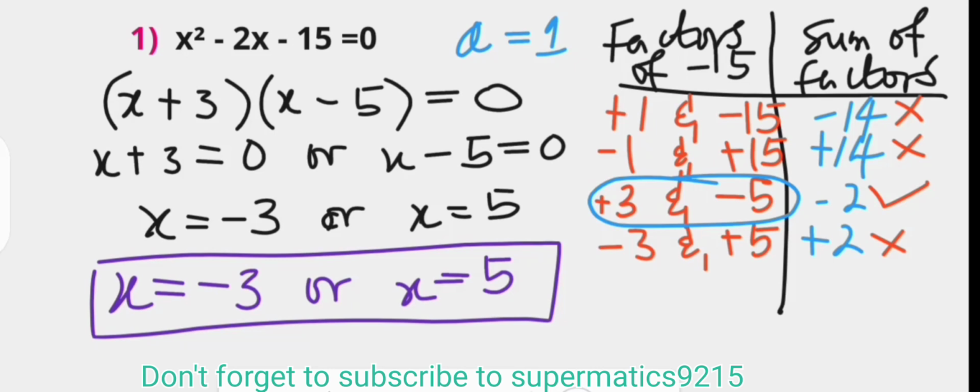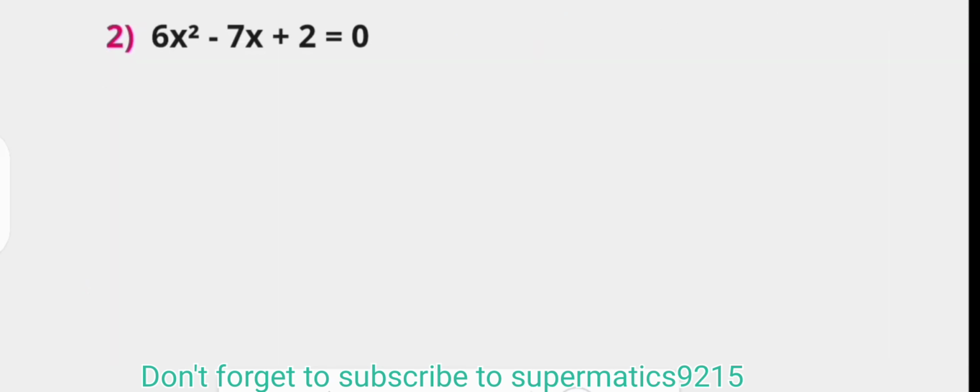How do we solve examples where the leading coefficient is greater than 1? In the second example, we have to solve 6x squared minus 7x plus 2 equals 0. It is obvious here that a is greater than 1. The leading coefficient is 6. A very fast approach to solving this is to use partially the slide and divide method. Check the links in the description box. You will find our tutorial on the slide and divide method.